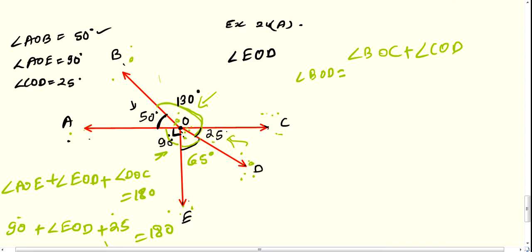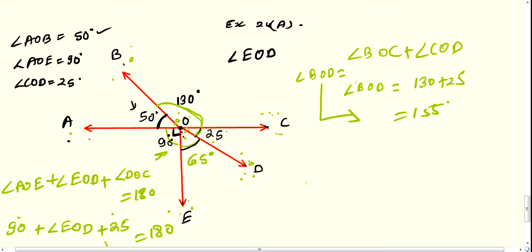So angle BOD equals BOC plus COD. How much is angle BOD? This is 130 and this is 25. So 130 and 25 will give you 155. So this is the value of obtuse angle BOD, 155.